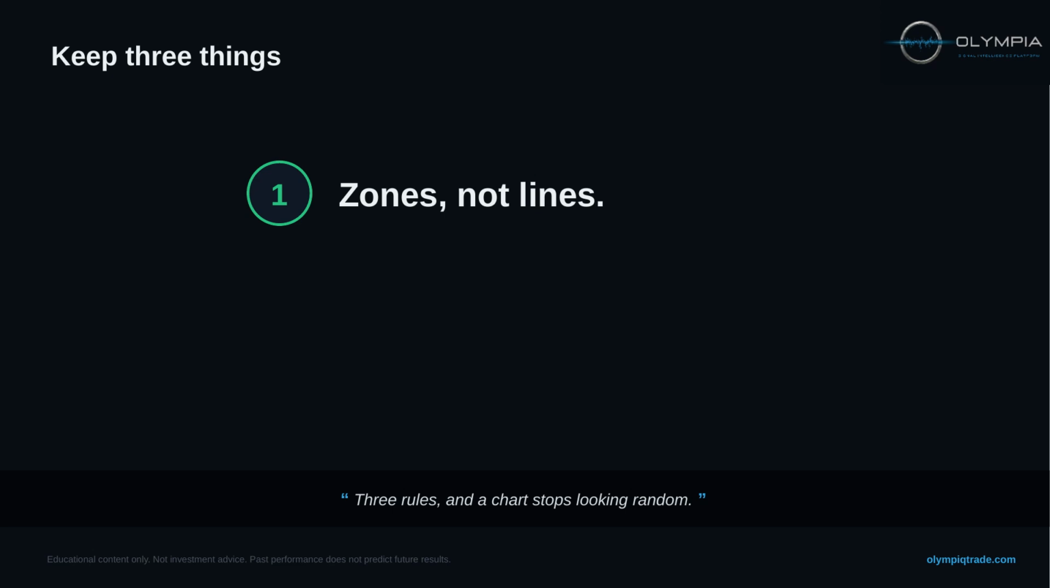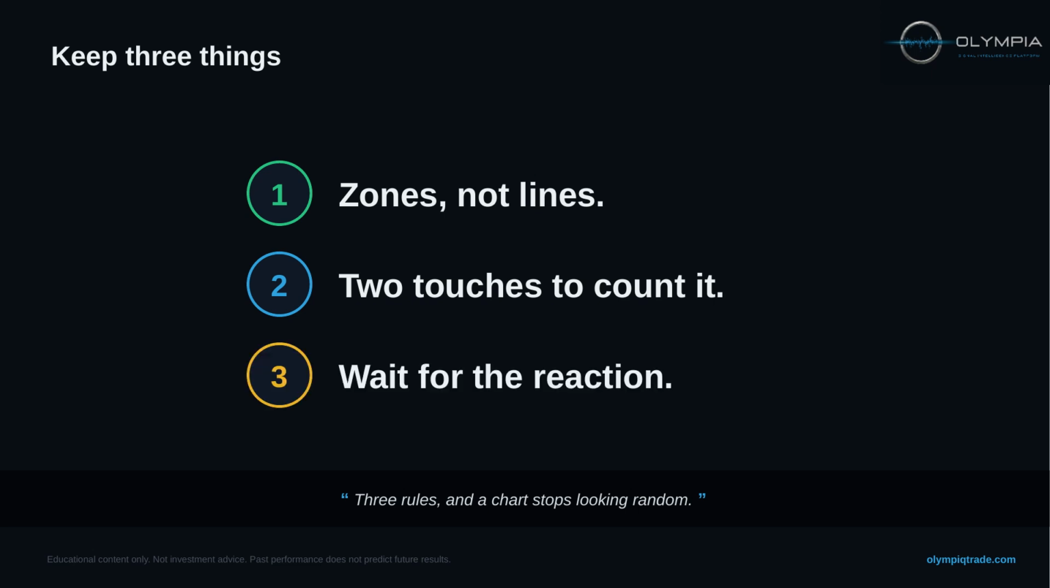3 things. 1, zones, not lines. Draw a band and let it breathe. 2, it needs at least 2 touches to count. And the more it's tested, the more you trust it. And number 3, wait for the reaction. Never trade the naked touch. Let price prove the level alive before you commit. Do just those 3, and a chart stops looking like random noise and starts looking like a map to success.